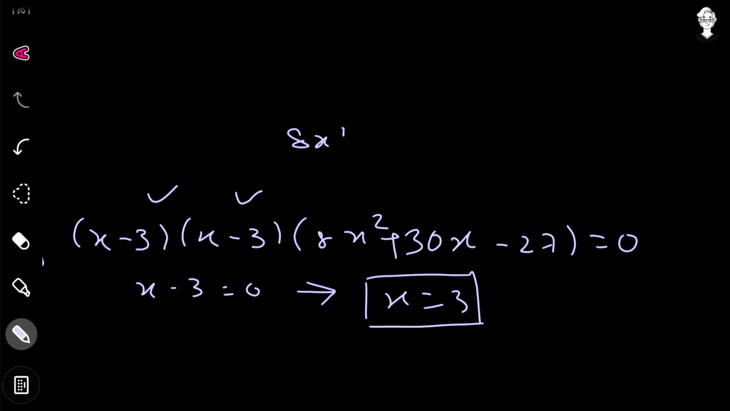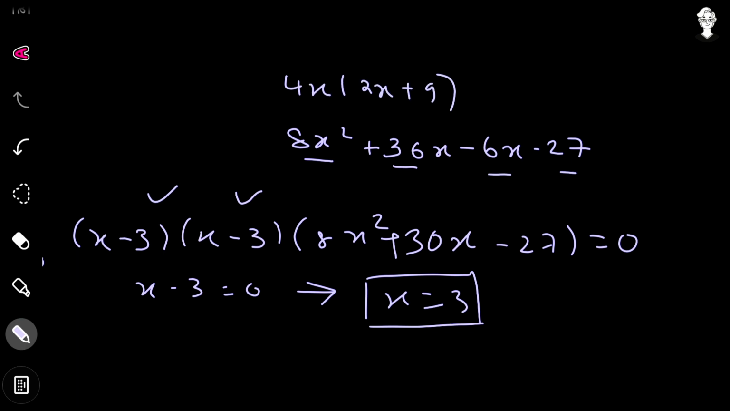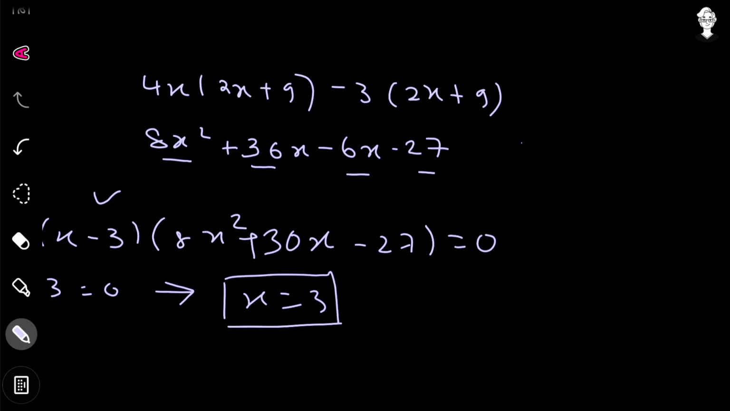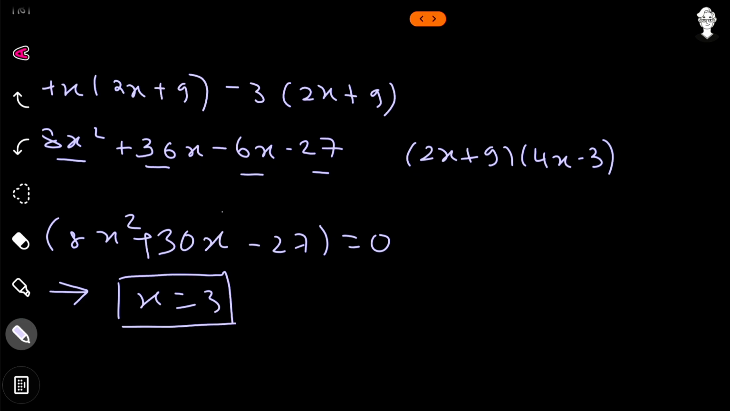So 8x square, not 30x, I will write it this way: plus 36 times x minus 6 times x minus 27. So now from this and this I will take 4 times x common, so inside the bracket 2 times x plus 9. Now from this and this I can take negative 3 common, so inside the bracket 2 times x plus 9. So we will finally have 2 times x plus 9 multiplied with 4 times x minus 3. So as we were equating this as equal to 0, this has been factored out, so this is also equal to 0.